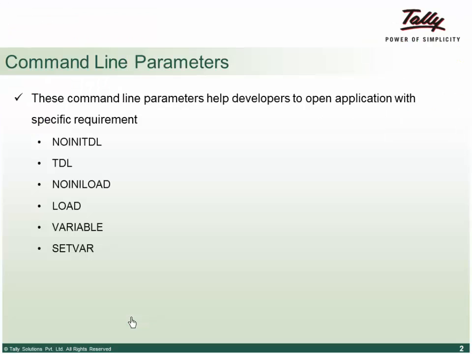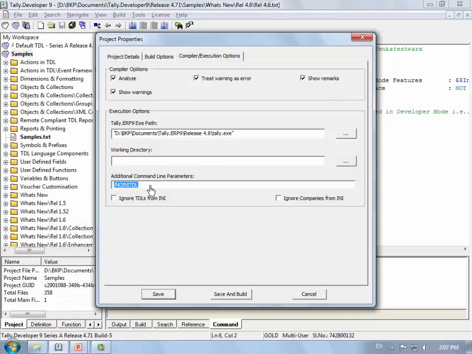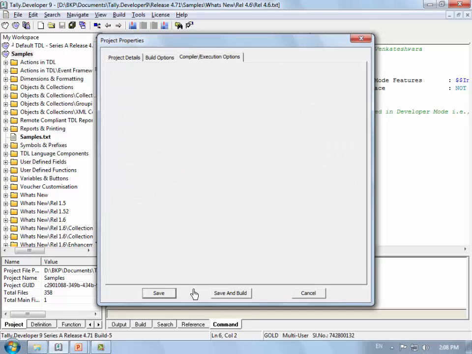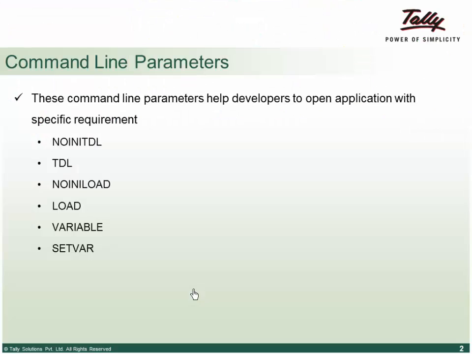Then we have a command line parameter tdl. So this can be mentioned here. You can mention a specific TDL you would like to execute whenever you run this project. So you can say TDL colon the TDL file name with the path if you have a separate path. Then no INI load by default.